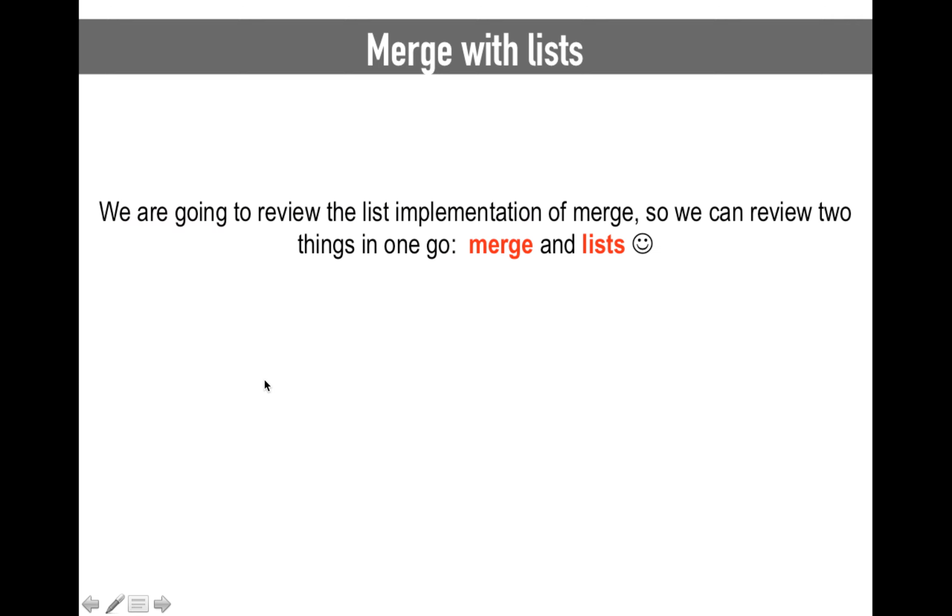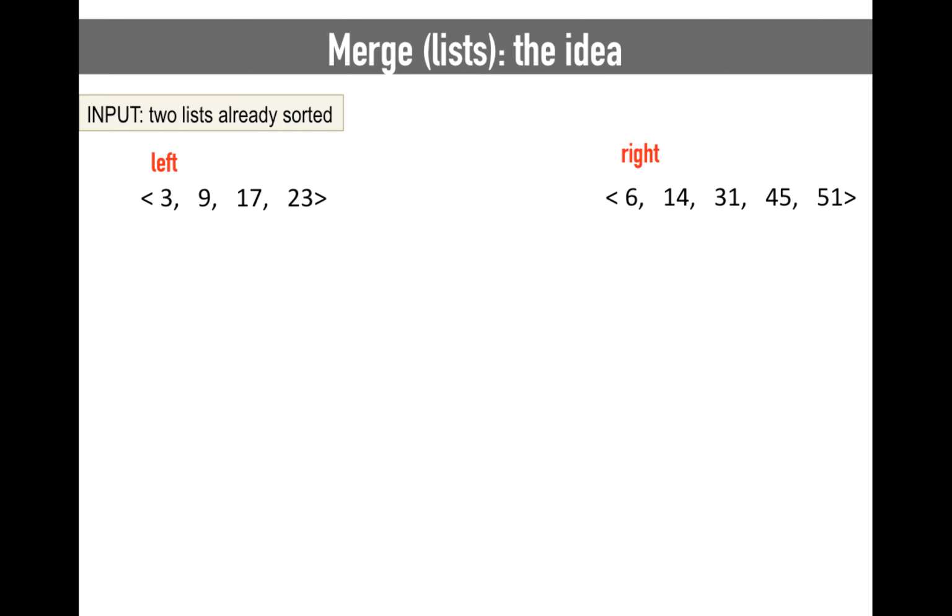So there are two ways of implementing the merge. One is having two sorted arrays, and you are going to generate a new array with all the numbers from the two arrays sorted, or you have two lists. I'm going to use the list implementation because that gives me the opportunity to explain two things: merge and lists. And so let's start. Let's see first the idea behind the merge.